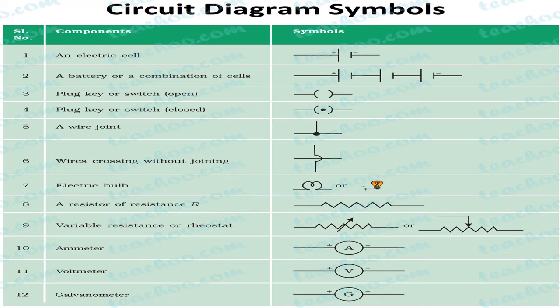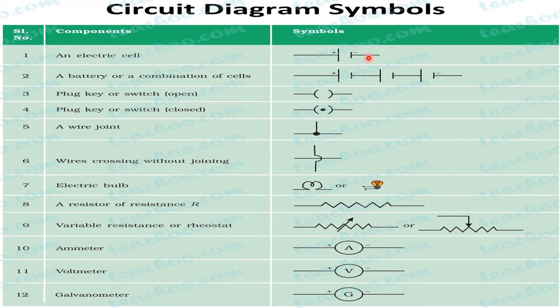In an electrical circuit, there are different components used, for example, battery, bulb, ammeter, voltmeter, galvanometer, resistance, etc. We cannot draw their actual diagram all the time, so we need a symbol to represent those electrical components. And this is very important. So you have to know all the symbols related to the electrical components.